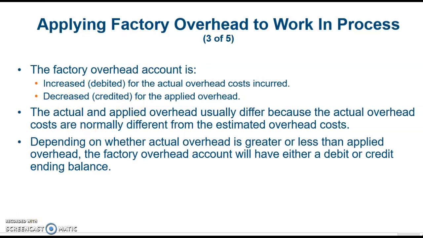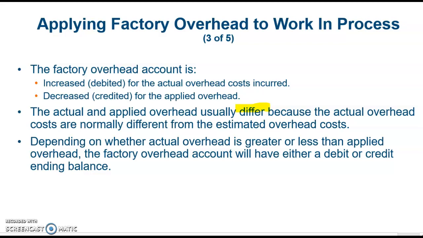And usually, remember, when we're doing our allocation and we're getting our amount, the $5, we are estimating when we get our overhead rate. So the amount that we apply usually is different than the actual overhead because they're just estimated costs at first. Okay, so depending on whether actual overhead is greater or less than applied, the factory overhead account might have a debit or credit balance depending on if we over or under applied.